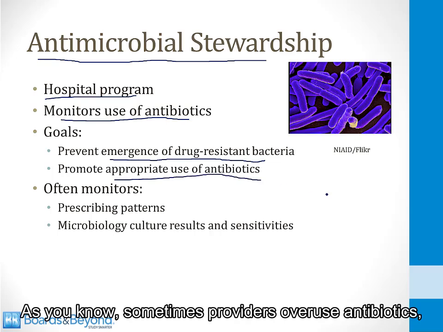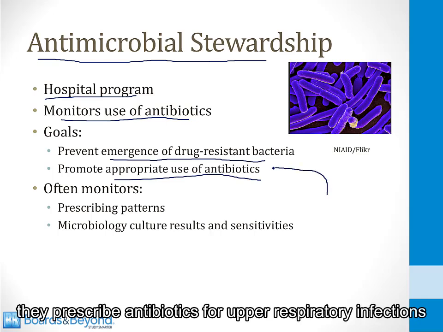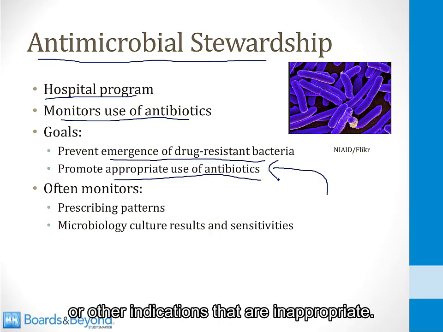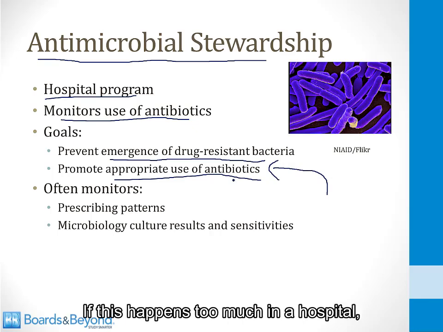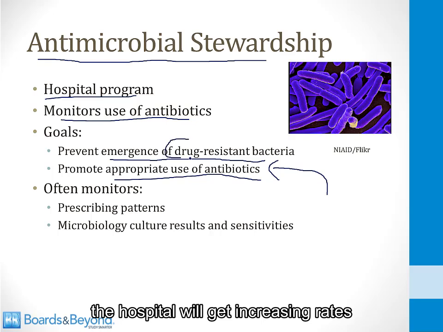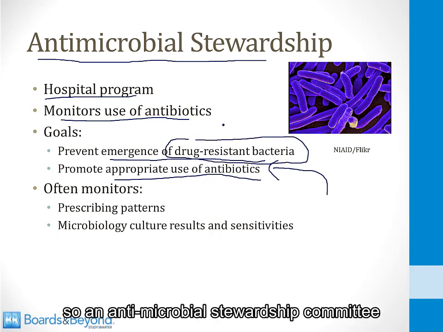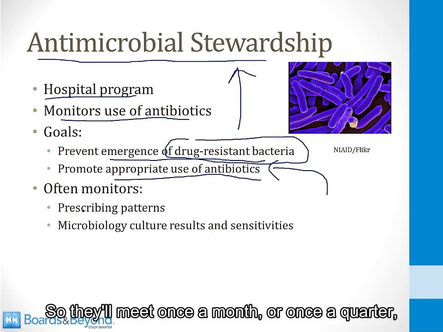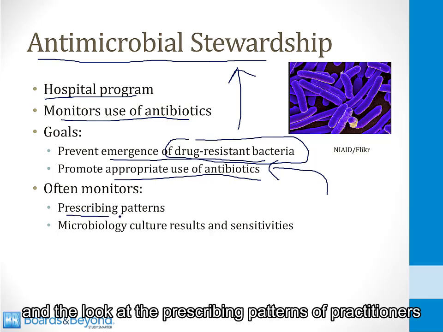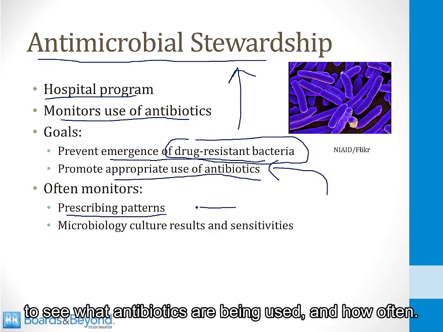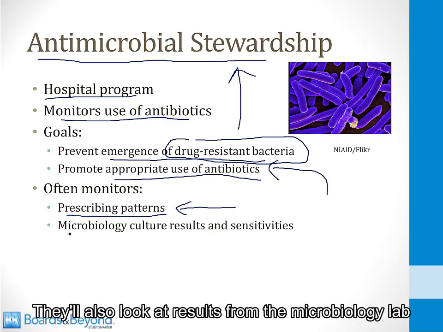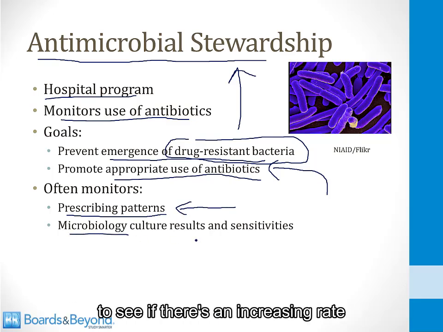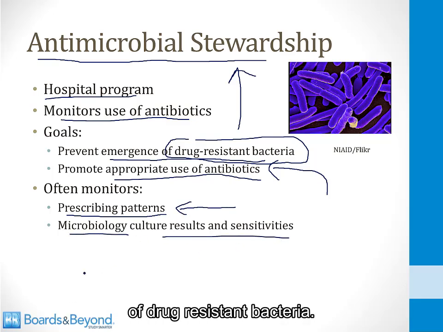As you know, sometimes providers overuse antibiotics. They prescribe antibiotics for upper respiratory infections or other indications that are inappropriate. If this happens too much in a hospital, the hospital will get increasing rates of drug-resistant bacteria. So an antimicrobial stewardship committee tries to avoid that. So they'll meet once a month or once a quarter, and they'll look at the prescribing patterns of practitioners to see what antibiotics are being used and how often. They'll also look at results from the microbiology lab to see if there's an increasing rate of drug-resistant bacteria.